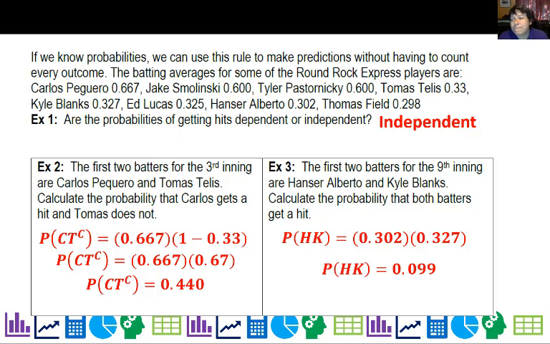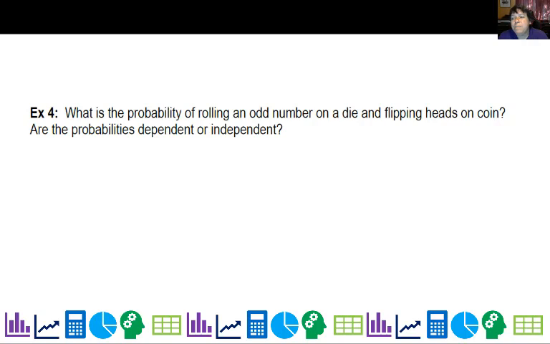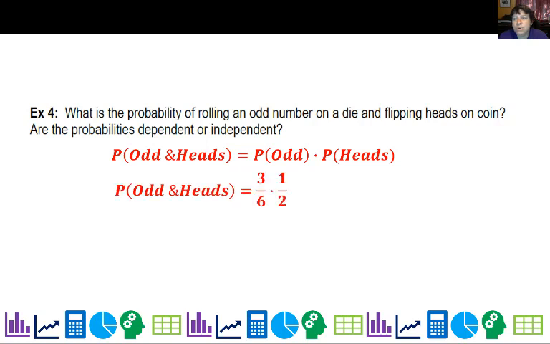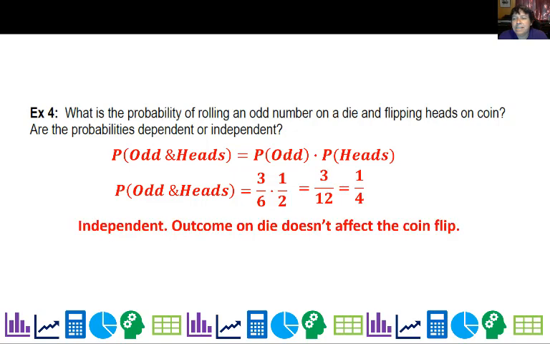So it's pretty straightforward. What is the probability of rolling an odd number on a die and flipping heads on a coin? Are the probabilities dependent or independent? Well, they're independent because the die and the coin don't affect each other. So the probability of getting an odd times the probability of getting a heads is what we're trying to calculate. There are 3 odd numbers on a die out of 6, and 1 out of 2 sides is heads on a coin. So we get 3 out of 12, or 1/4. And again, it's independent. Outcome on a die doesn't affect the coin flip.